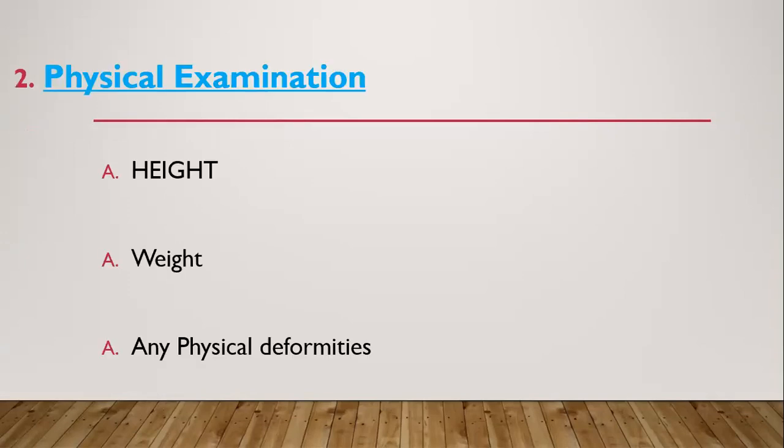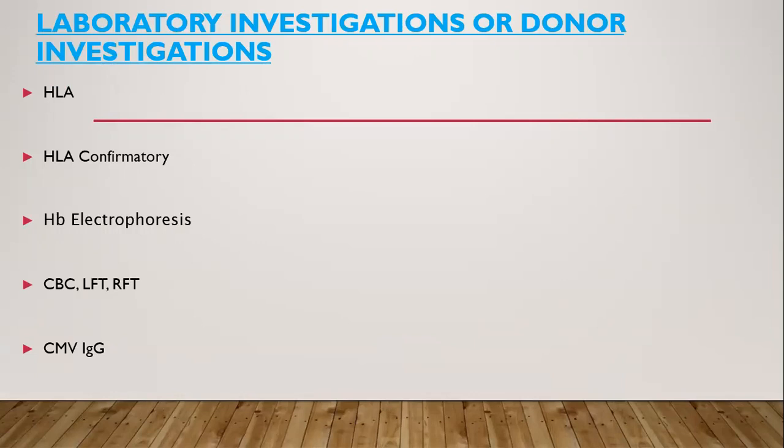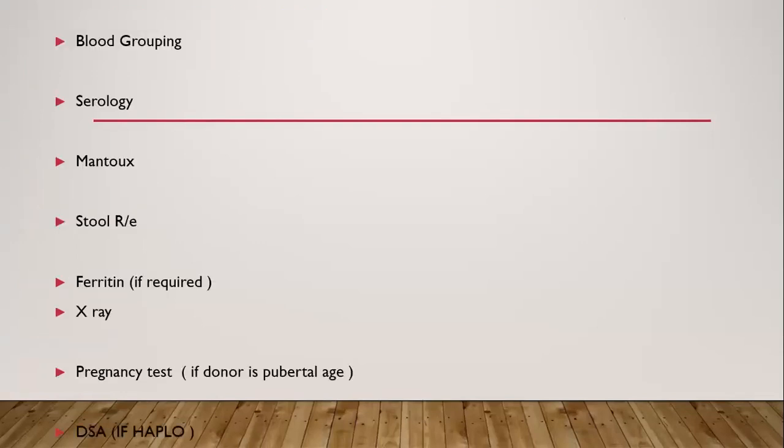For the physical examination of the donor, height and weight need to be checked. If we prefer the donor, the weight should be above 10 kg, with no physical abnormalities. Then lab investigations of the donor: HLA confirmatory, HB electrophoresis, CBC, LFT, RFT, CMV IgG, blood grouping, serology, Mantoux, stool routine, ferritin if required, X-ray if the donor is older, pregnancy test if the donor is of pubertal age, and DSA if haplo.